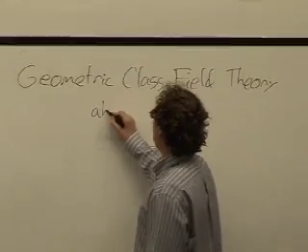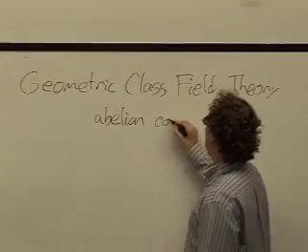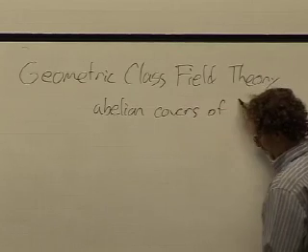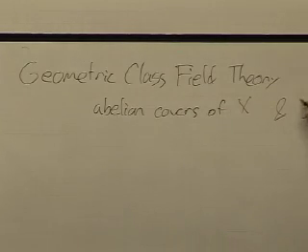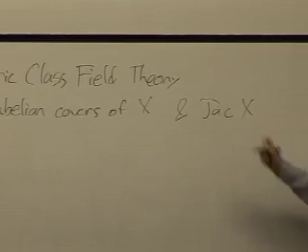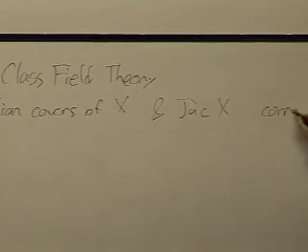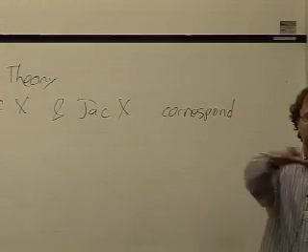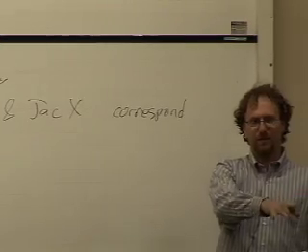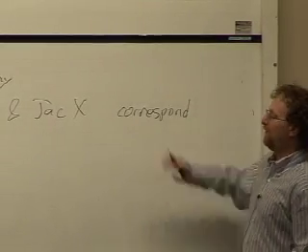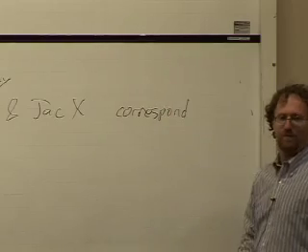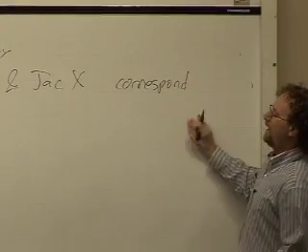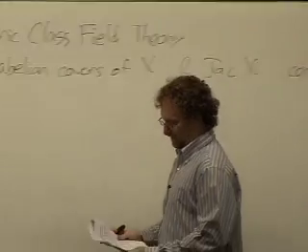So that's the first version, is that abelian covers of X are induced by abelian covers of the Jacobian, which are all the covers, and they correspond. And in fact, they correspond very explicitly. If I give you an abelian cover of the Jacobian, you just restrict it to the image of the Abel-Jacobi map. And that gives you an abelian cover of X. So that's the first version of geometric class field theory. This is the first, I guess, Langlandsy statement that we're going to see.